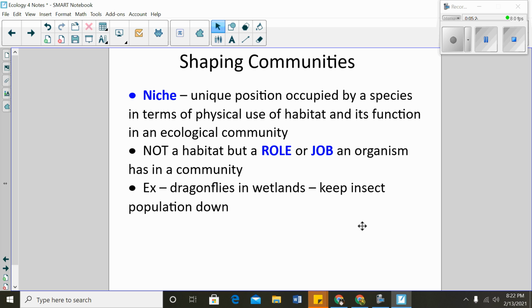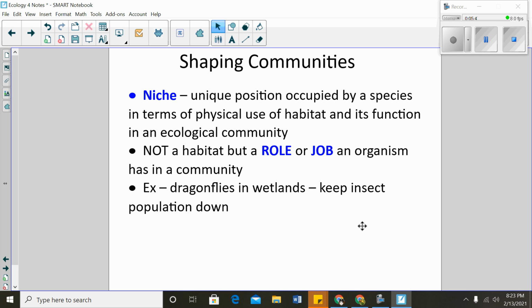It's not a habitat, but a role or a job that an organism has in a community. And believe it or not, every organism has one. Every organism has its niche. It's here for some reason. A good example would be dragonflies in the wetlands. I'm trying to give you as many different organisms as I can, in different areas.